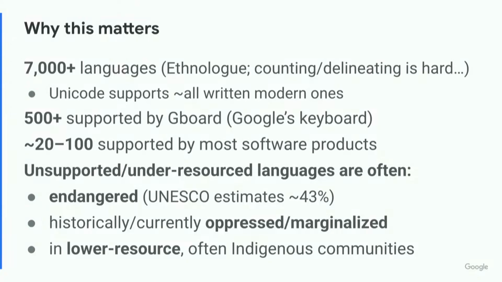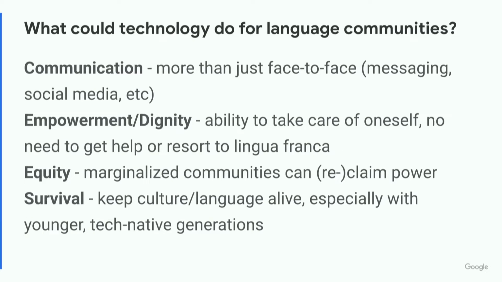A lot of these languages that are under-resourced are endangered as well. UNESCO estimates that 43%, so nearly half of all the world's languages, are in some way endangered. A lot of these language communities are, at least historically, and in some cases today, either oppressed or marginalized. Their language might be actively suppressed by majority communities and those in power. And a lot of the time, the people that speak these languages have fewer resources. A lot of the time, they're indigenous communities. So in general, there's maybe a moral imperative for us to do what we can to help these communities.